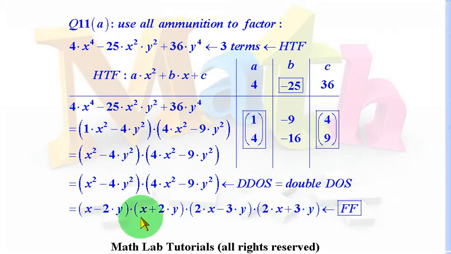We have linear factors right across the board, and therefore we are done. We have the factored form at the end. Okay, so this is an example of a double DOS problem. Let's go on to the next slide.